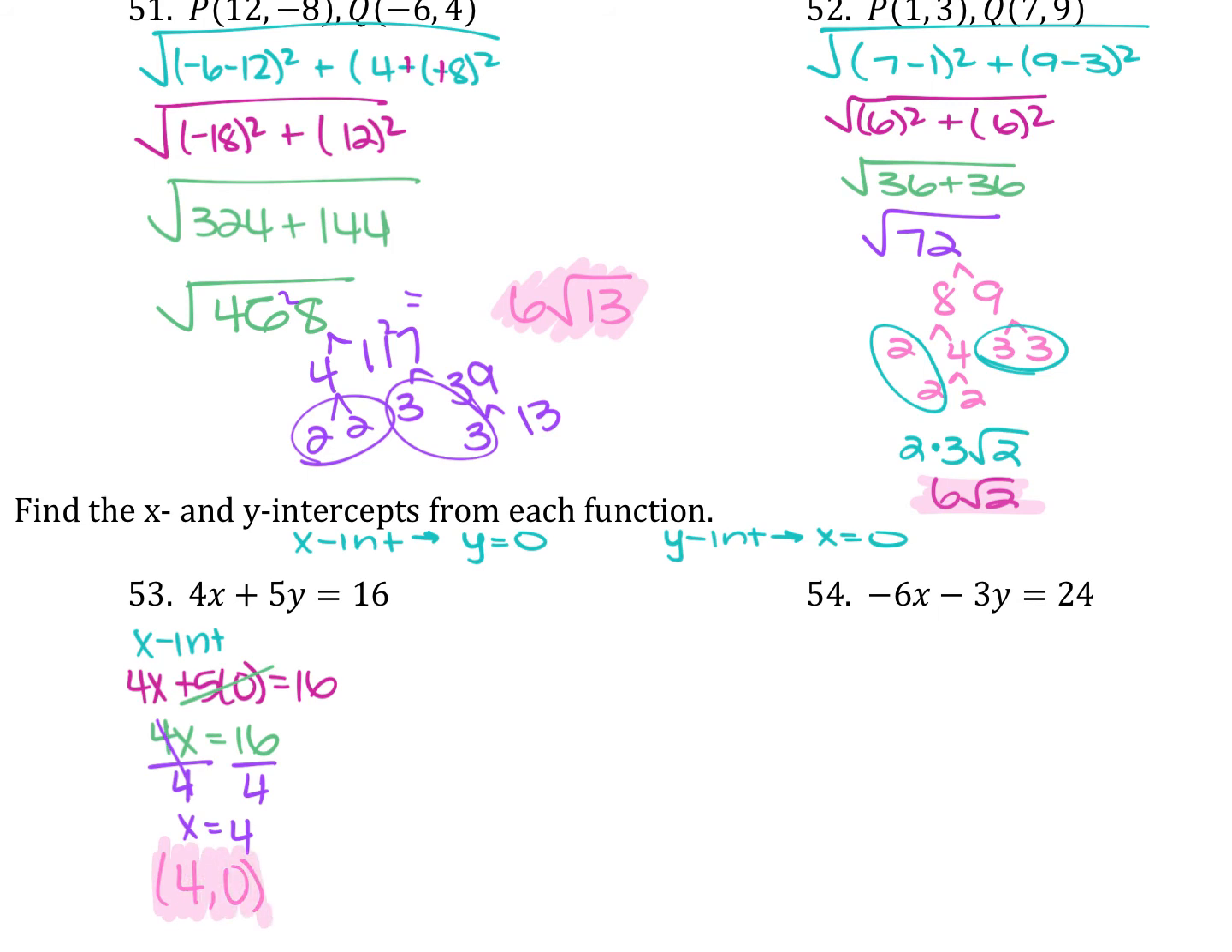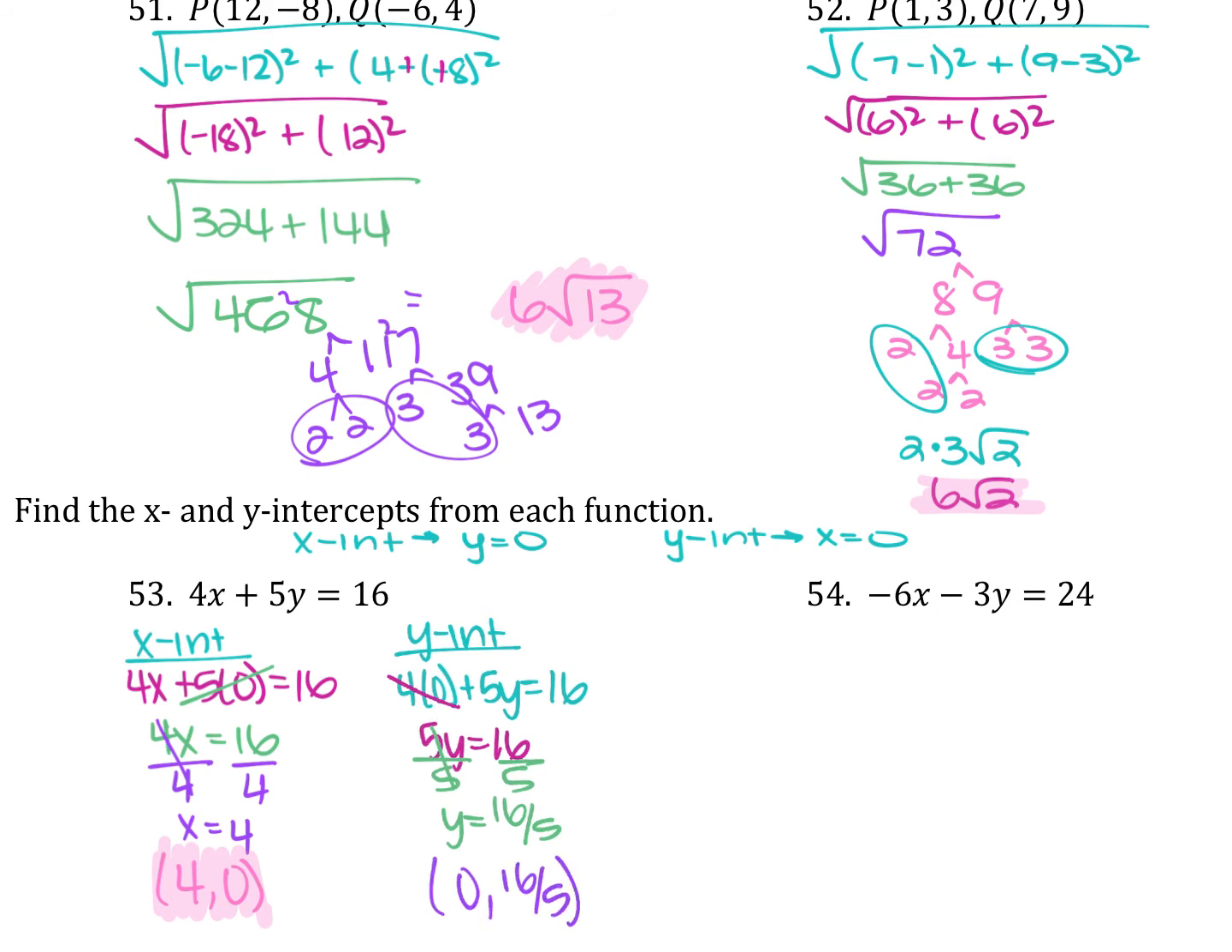For your y-intercept, we're going to plug in 0 for x. So it's going to give us 4 times 0 plus 5y is equal to 16. The 4 times 0 cancels. So it's just 5y is equal to 16. So we divide each side by the 5. And you get that y is 16 over 5. So again, that's not your y-intercept. Your y-intercept is (0, 16/5).